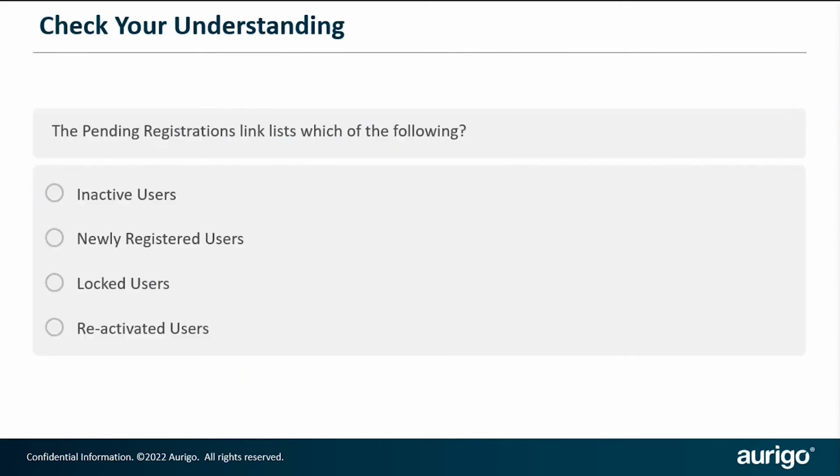The pending registration link lists which of the following: inactive users, newly registered users, locked users, or reactivated users. It is the newly registered users who use that link from the login screen.